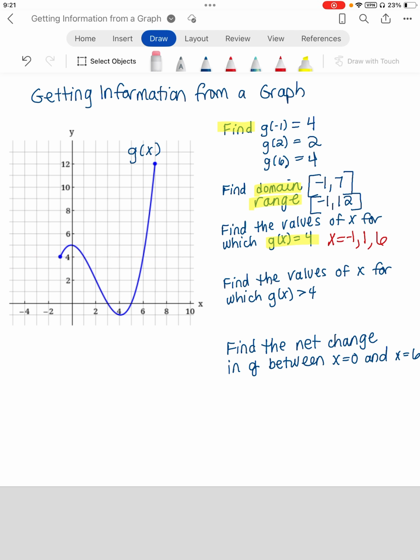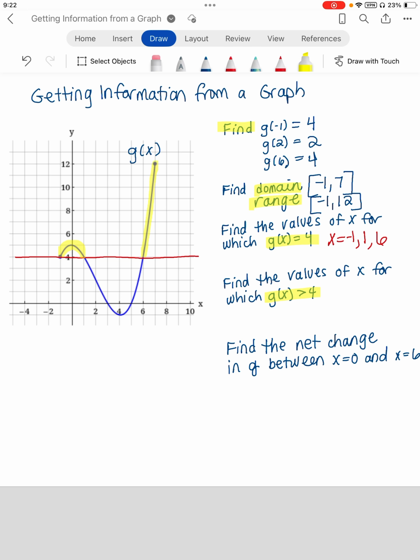All right, now this next one here is saying find the values of x for which g of x is greater than 4. So we are going to think about that horizontal line going across at 4 like we did in the last problem. But now we need to think about where am I above that line, greater than that. So that's going to be this little section of the graph here and this little section of the graph here.